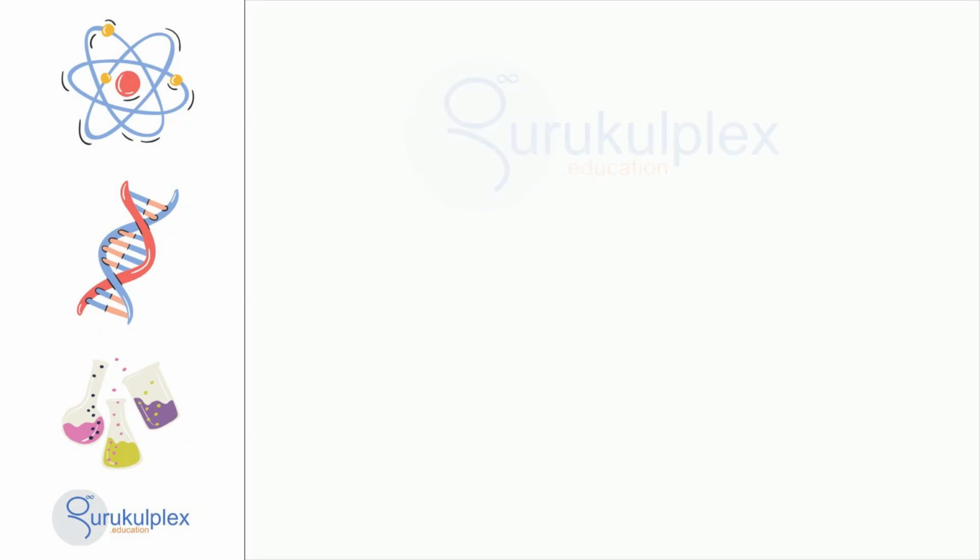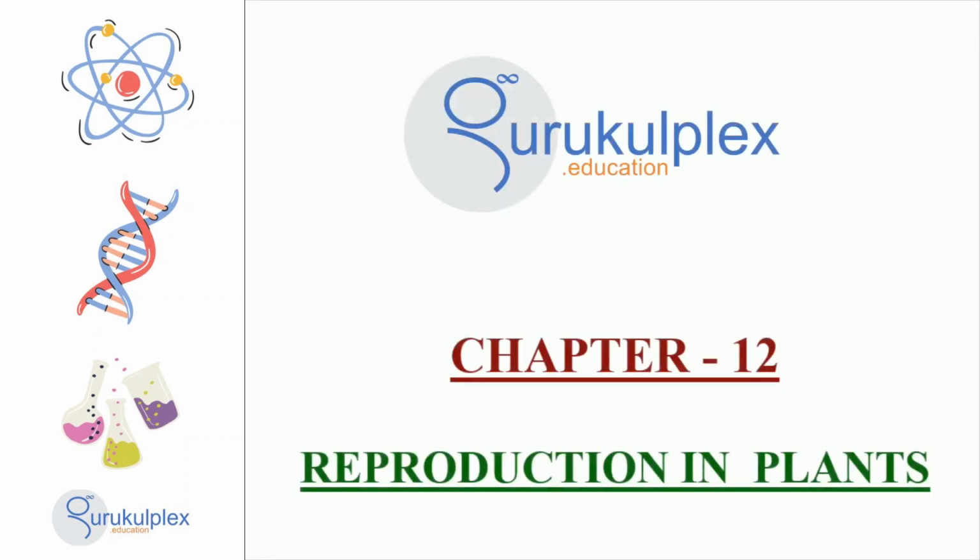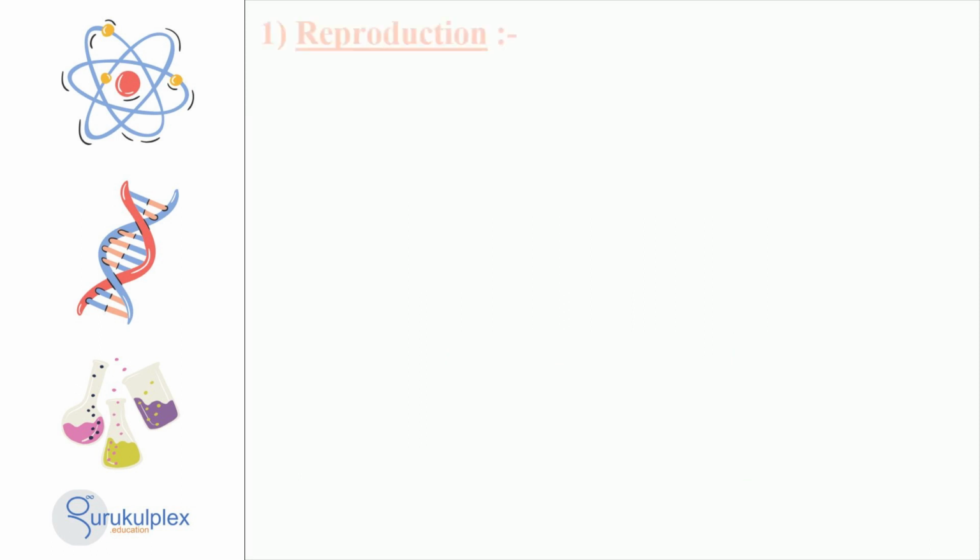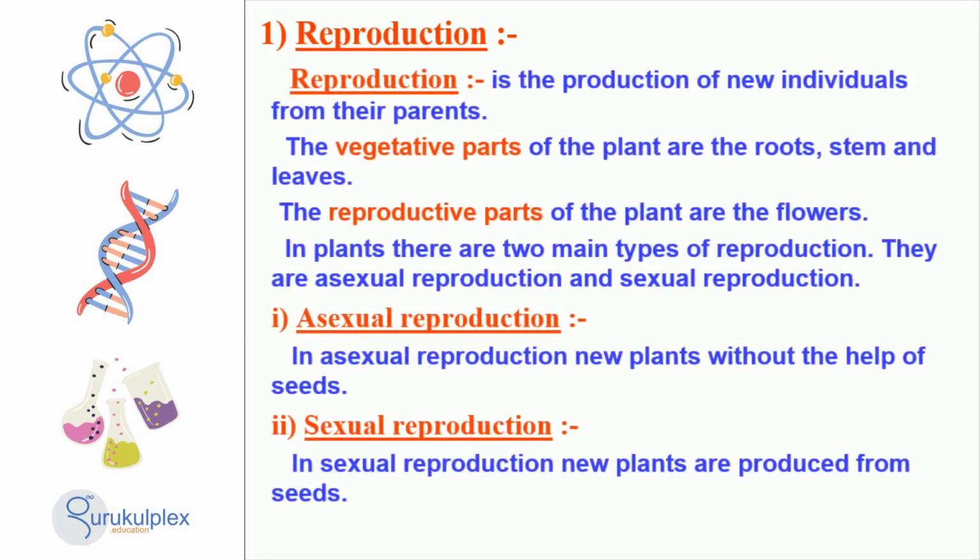Good morning everyone. Today we will be discussing the different types of reproduction in plants, from asexual to sexual reproduction, focusing on the unique characteristics of each method. Let's get started. Asexual and sexual reproduction are both key for plants.